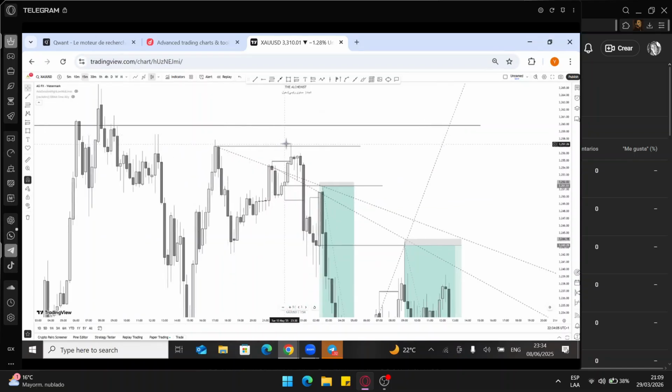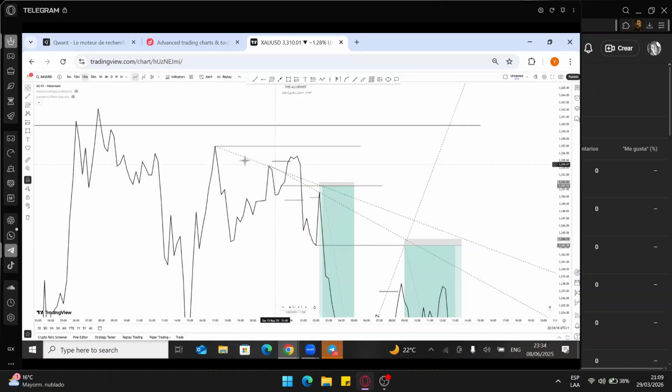So this was, you could take this as your first entry if you wish. The price tapped into this SNR here. The price broke structure. This was a sweep here. External line chart, you can see this was a sweep, break of structure. So this was simply like a Quasimodo.